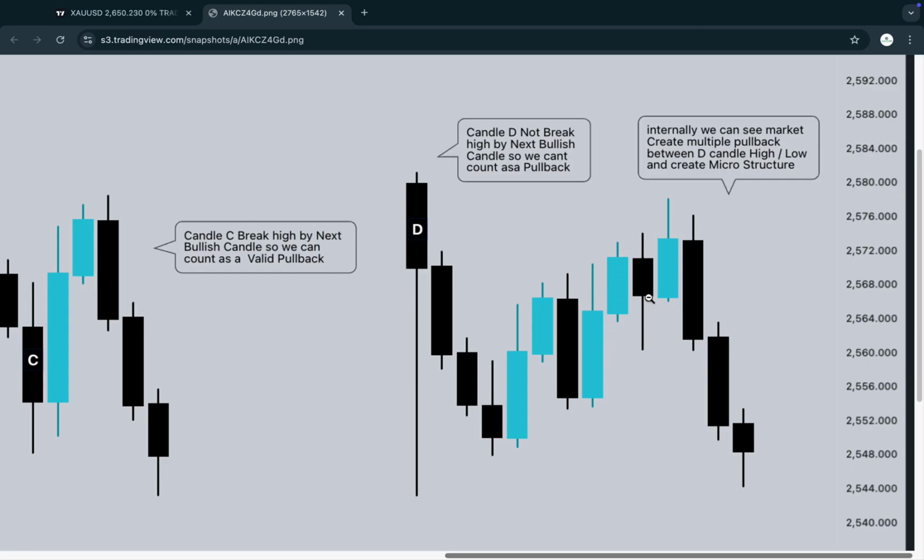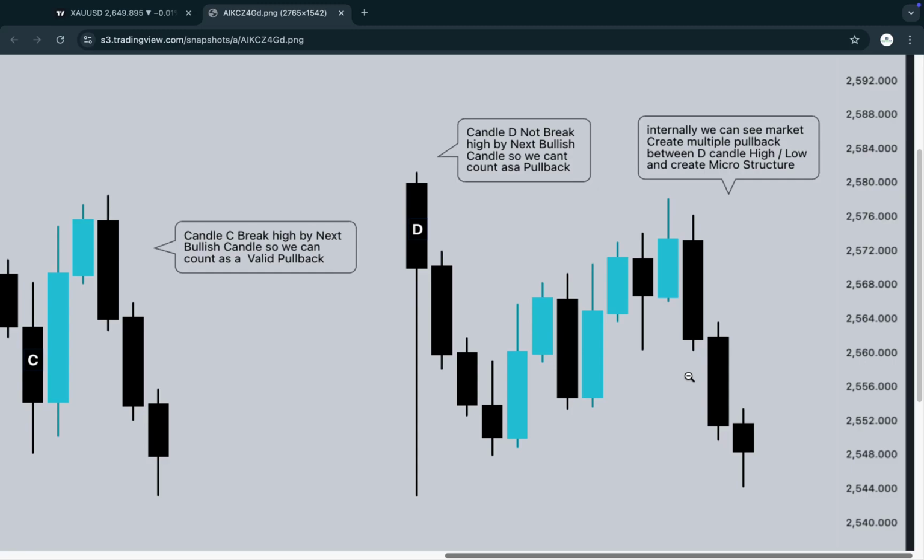Again, the market's black candle broke the previous candle's high and low, so we can consider this a valid pullback. Again, the market goes higher and breaks this one, so this is also a valid pullback. It means when the market breaks the previous candle high in a bearish market, that becomes a valid pullback. The same thing is applicable in a bullish market. If market momentum is bullish and it breaks the previous candle low, we can confirm this is our valid pullback in a bullish market.